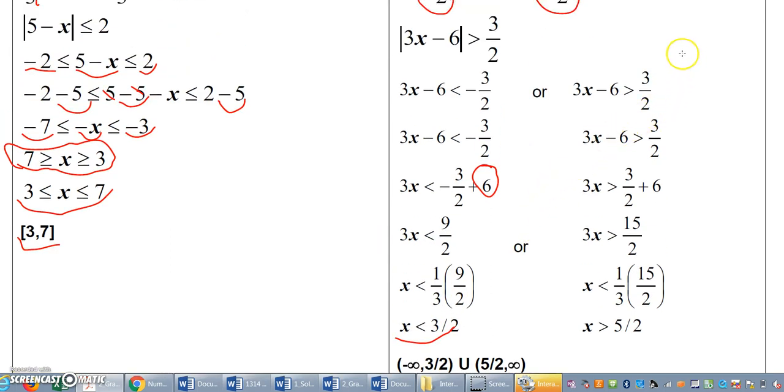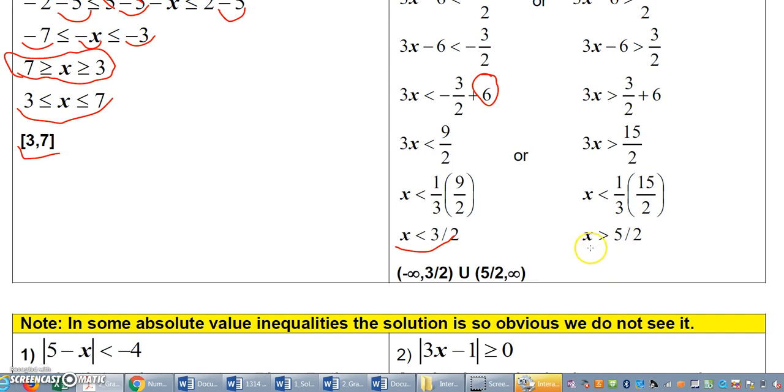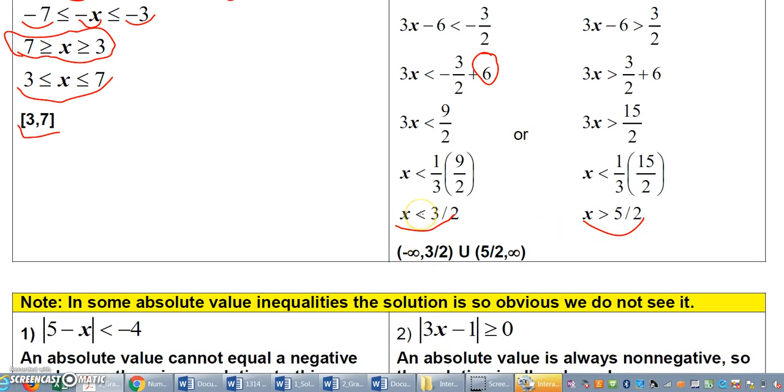Now I'm going to solve this one the same way. Just add 6 to both sides, and then I get 3 halves plus 6 over here, and 3 halves plus 12 halves is 15 halves. Then divide by 3 on both sides, or multiply both sides by 1/3, and 1/3 times 15 halves is 5 halves. So the solution is everything less than 3 halves plus everything greater than 5 halves. And this is how you would write that using interval notation.